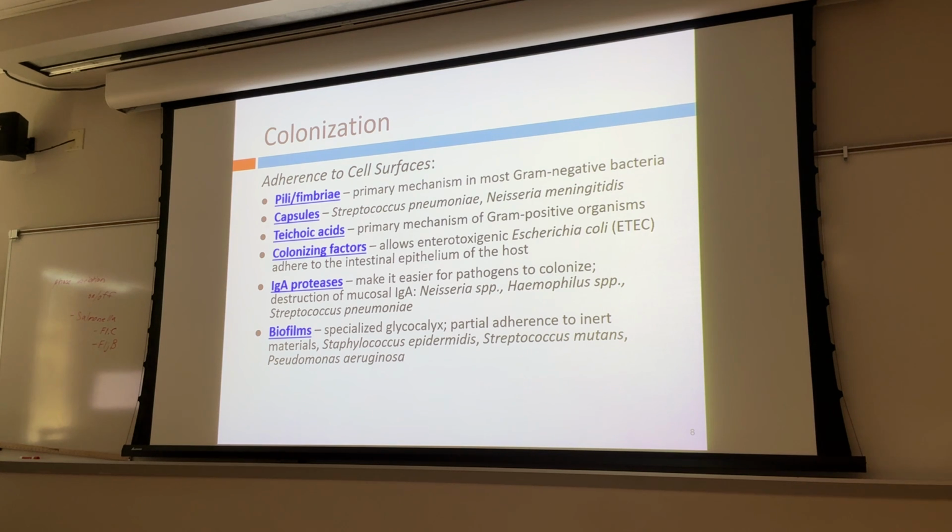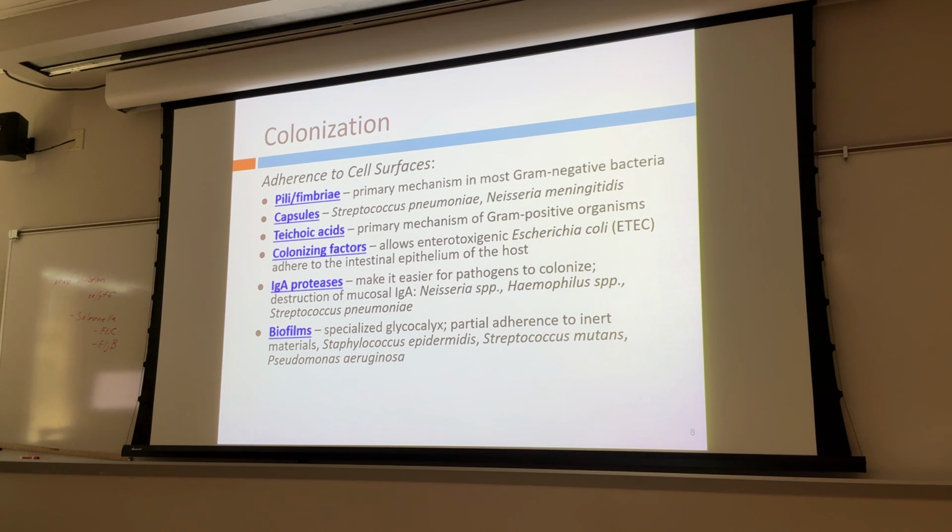Teichoic acid, a lot of gram positives are going to use teichoic acid. Remember, if you see anything with tech in it, it's going to be a gram positive. Teichoic acid not only stabilizes the cell surface of these gram positive microorganisms, but it can actually be used for adherence to cell surfaces as well.